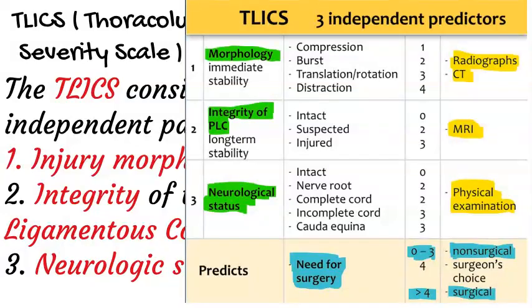This score predicts the need for surgery. If 0 to 3 points, usually we treat non-surgically by using a brace. At 4, it depends on the surgeon's preference. More than 4, usually surgical intervention is indicated.